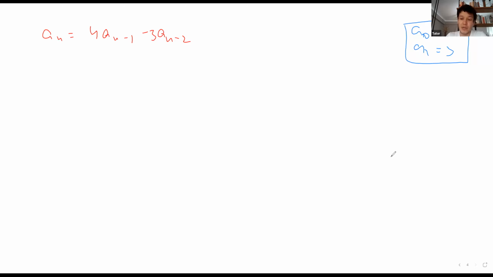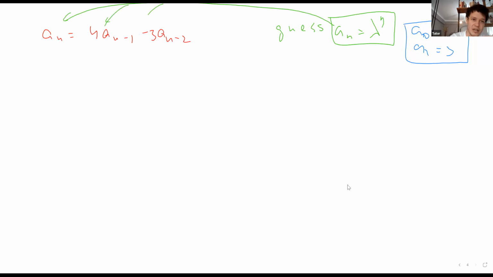Okay, so let's write it down. If I were to compute a couple of terms, we remember what we say. We have to make a guess. So we want to guess that the term AN is equal to lambda to the power n, right? This is the guess that we want to make. So what happens if I take this guess and plug it here, and in here, in all 3 of them?